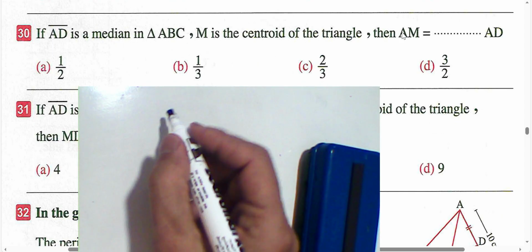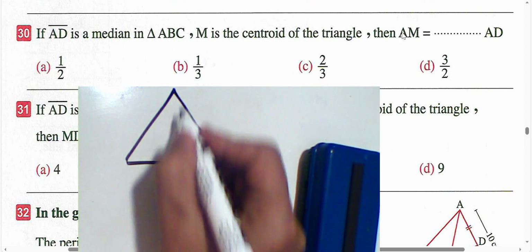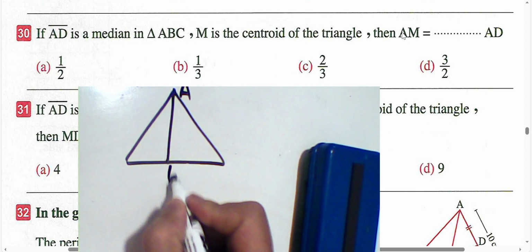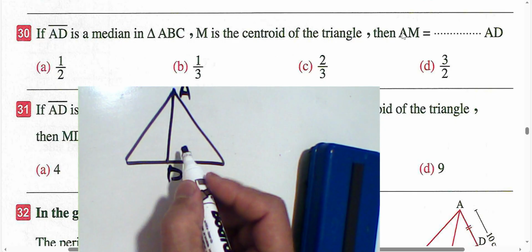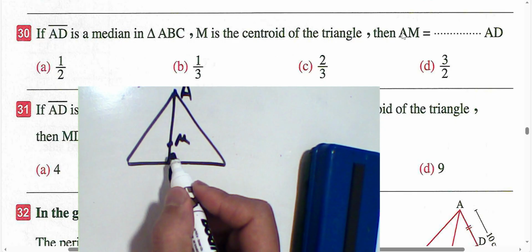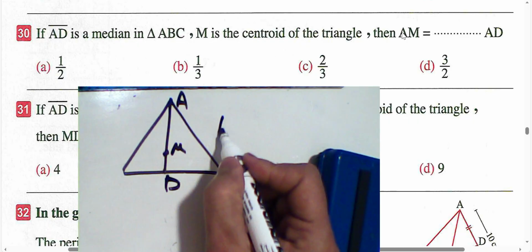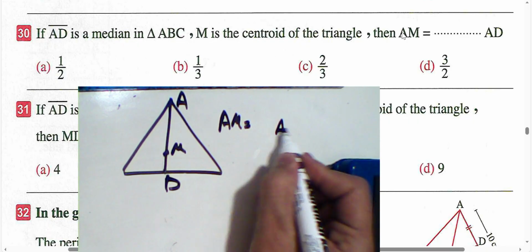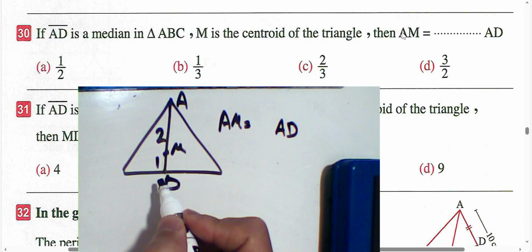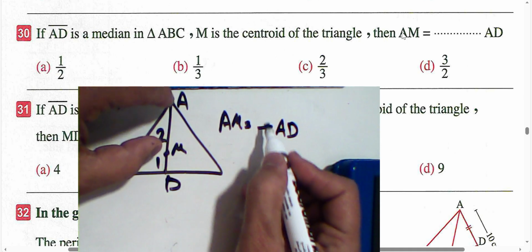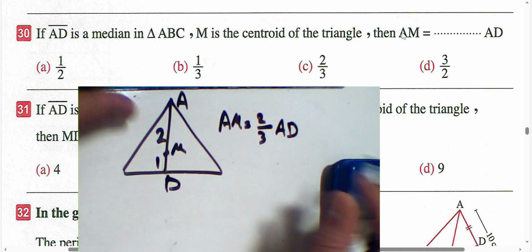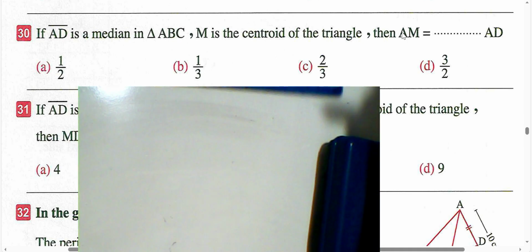If AD is the median of the triangle, we have a triangle here and AD the median. M is the centroid point here. Then what is the ratio between AM and AD? We have here 2 parts and 1 part. Then from A to M, 2 parts, and A to D, 3 parts. It will be 2 over 3.